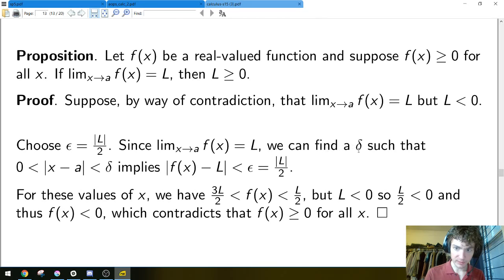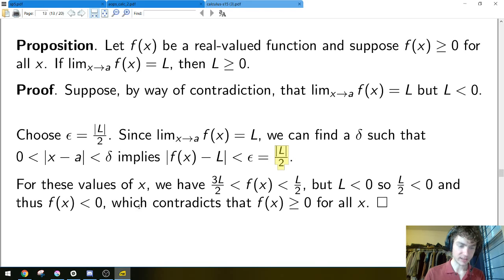Since the limit exists, we can find a delta so that if x minus a is between 0 and delta, then the absolute value of f of x minus L is less than epsilon. And in particular, the epsilon that we picked, absolute value of L over 2. So it's less than that. This is just the rigorization of the statement that we picked the epsilon bars so that they don't cross 0.